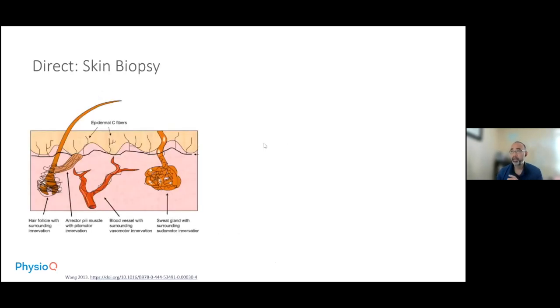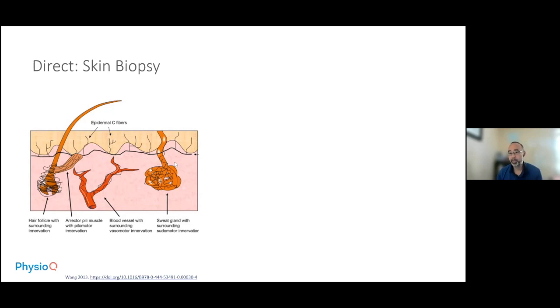And then the last direct assessment is to actually do a skin biopsy. And why skin? It's because there are three areas where the sympathetic nervous system clearly has an influence. One is the erector pili muscle. When you are nervous, or it's like getting goosebumps, and it causes the hair to rise. The other place is the blood vessels. The sympathetic nervous system innervates the blood vessel. And then the last one is the sweat glands, as I had discussed before.